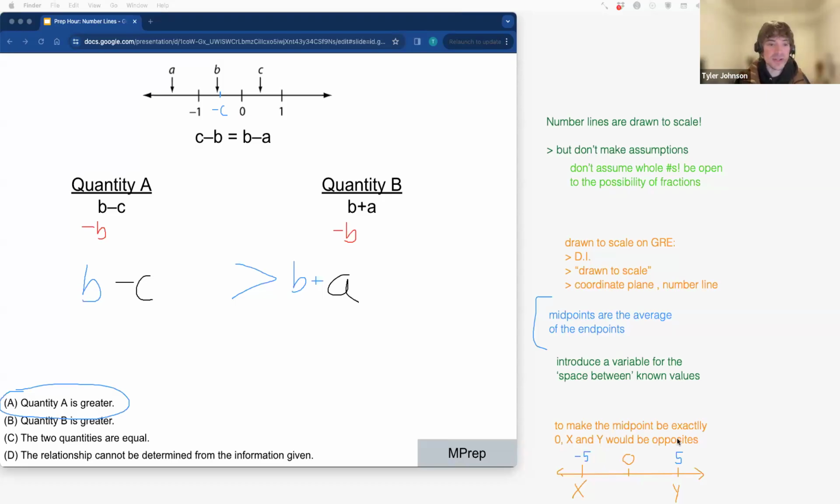Okay, so this next one is going to be somewhat similar, but instead of simple addition and subtraction, we're now going to throw exponents into the mix. Check this one out.